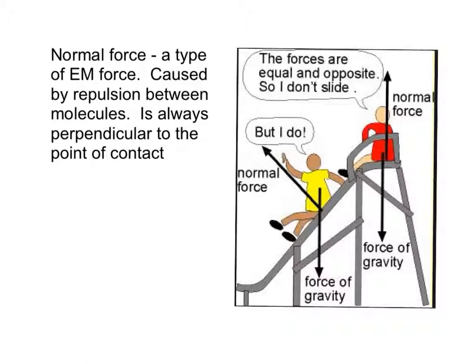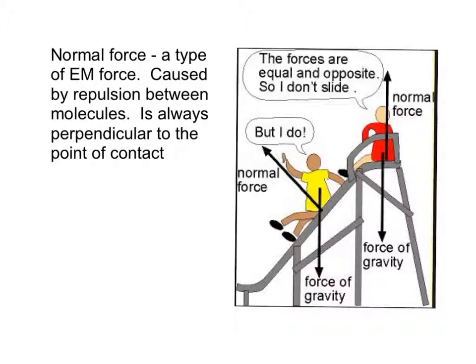Look at the two people on the slide. The person in the red shirt is sitting on top of the slide. Gravity's pulling him down, and you can see there's an arrow pointing down, representing the force of gravity. At the same time, the slide's molecules are pushing against that guy's butt, right? They're pushing up on him, and that's the normal force. That's the electromagnetic repulsion of the slide's molecules pushing against the molecules in that guy's jeans, I guess, right? It's pushing him up. And that's why he's not moving. Even though gravity's pulling him down, the normal force of the slide is pushing him back up.